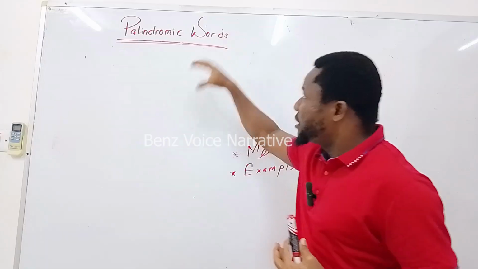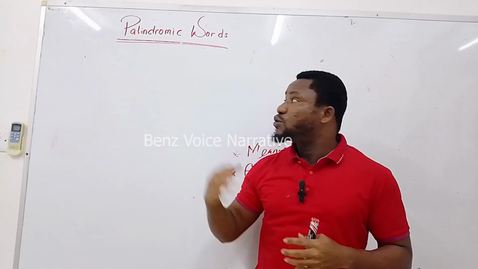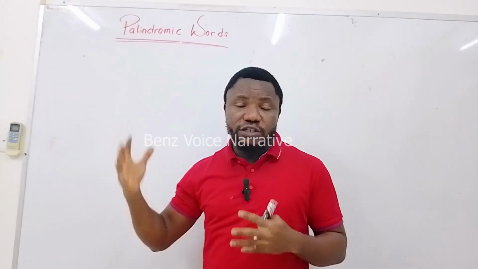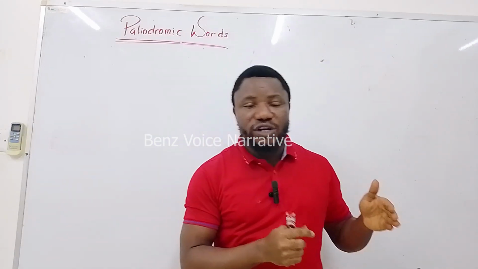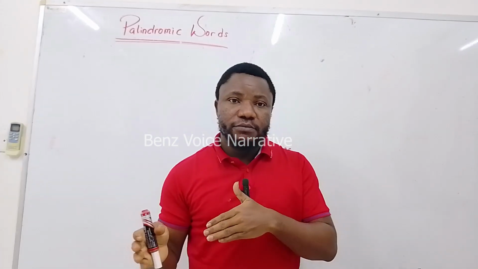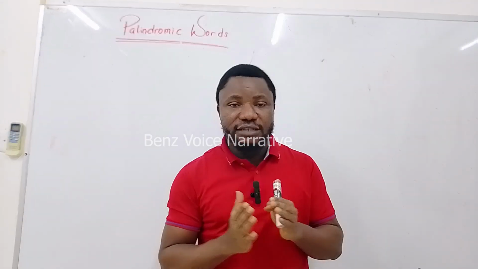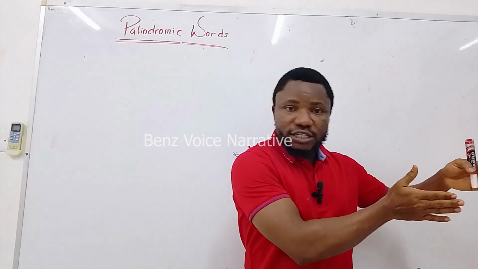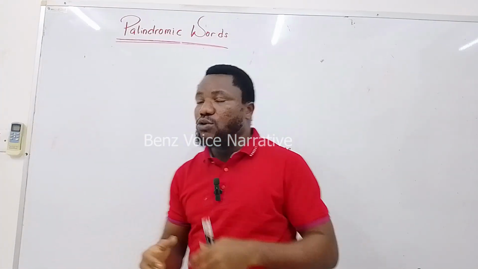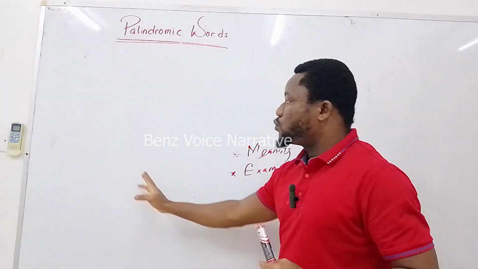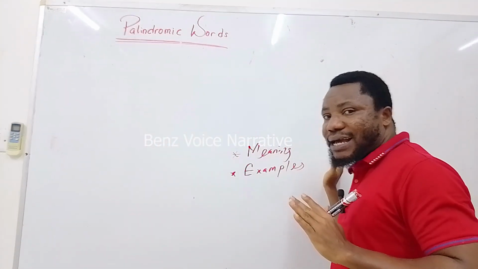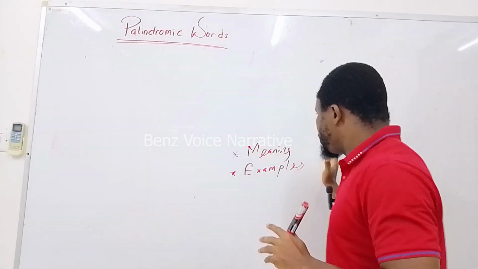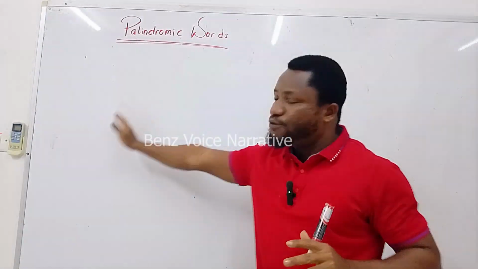So we're looking at palindromic words today. That said, what are palindromic words? Palindromic words are words that read the same forward as backward. What that means is when you have a word that you read from the beginning to the back, it means the same thing when you also read it from the back forward.